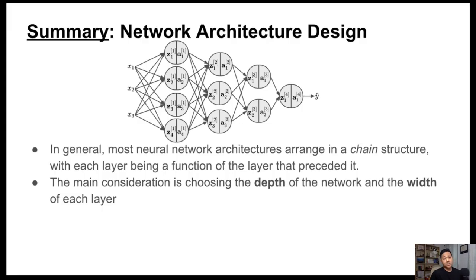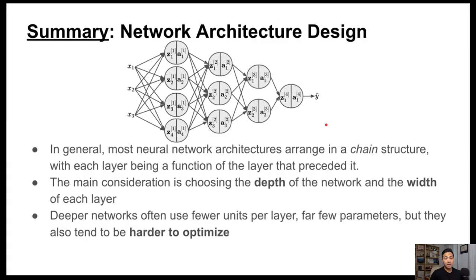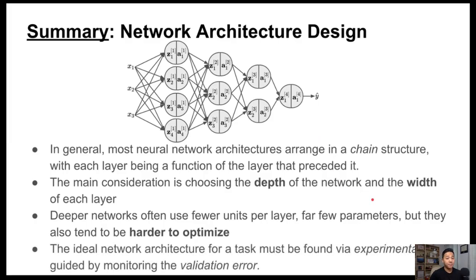Deeper networks typically have fewer units per layer, or fewer nodes per layer, and certainly carry fewer parameters, but they tend to be harder to optimize. We're going to find that out the hard way later on in other videos. And the ideal network architecture for a task must be found through experimentation and by monitoring the validation error, right? More reason to break your data set into a validation set. That's how you can choose the right architecture for your network, right?